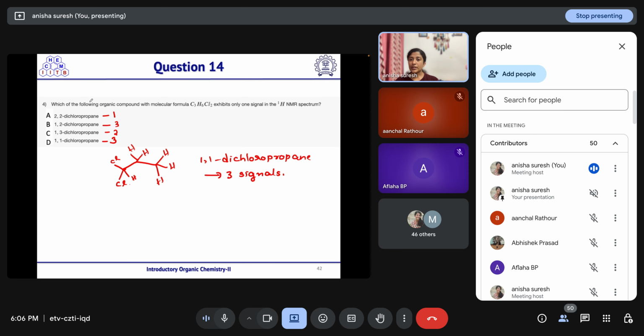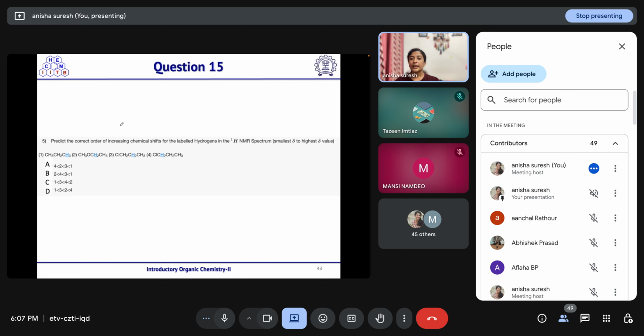So according to the question, which of the following organic compounds with molecular formula C3H6Cl2 exhibits only one signal in the proton NMR spectrum? So the right option will be option A, that is 2,2-dichloropropane. Is it clear? Yes, ma'am. Okay. Now coming to question number 15.